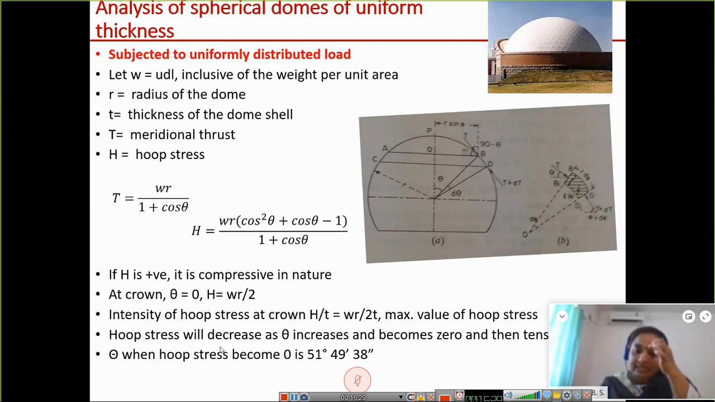So what is meant by tensile regime? You will get the value with a negative sign, because the cos theta component is coming into the picture. So depending upon the angle, you might get a negative value. Then theta, when hoop stress becomes 0, is 51 degrees, 49 minutes, 38 seconds. You can do the derivation and find all these things. It is clearly written in the textbook.